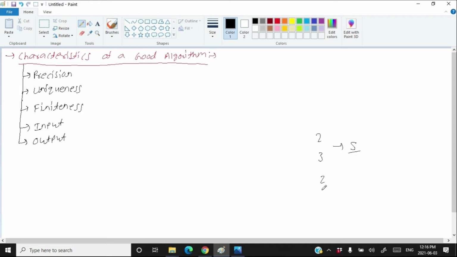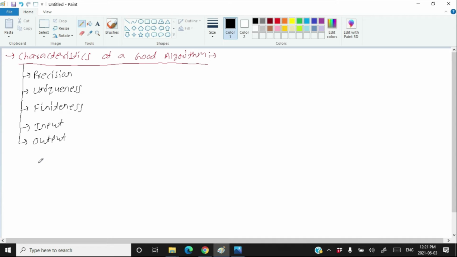If we execute the algorithm with two inputs 2 and 3, the output should not be 6. That's what you should take care of. For a given input, the algorithm should produce a perfect output according to the requirement. So these are the various characteristics of a good algorithm.